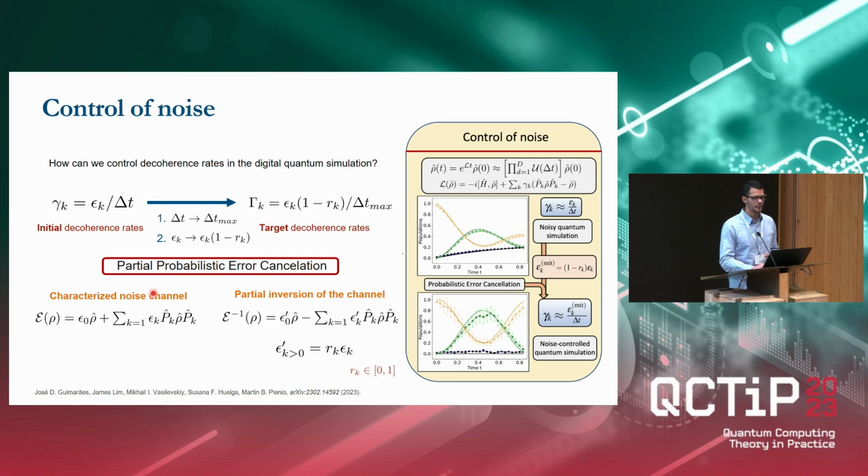invert it, such that this partially inverted channel, we apply it to each trotter iteration, such that we cancel part of the noise. And this partially inverted channel is defined by these error probabilities epsilon prime k, which denote the magnitude of noise that we want to mitigate for this particular stochastic channel k.